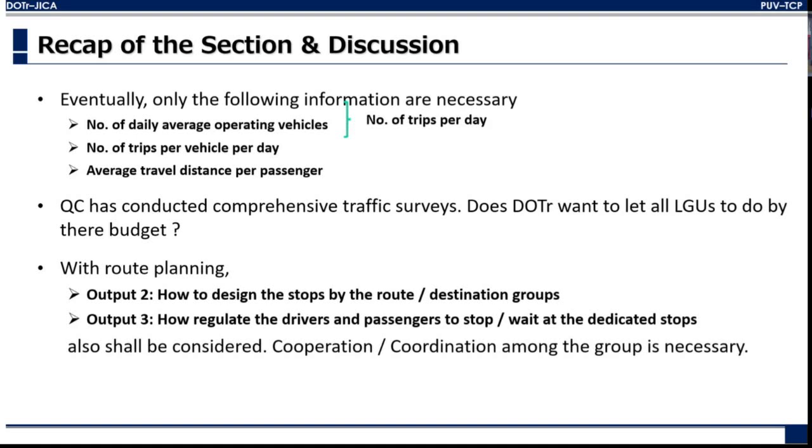Which I mentioned in previous sessions: output 2, how to design the stops by route and destination group, and output 3, how to regulate the drivers and passengers to stop and wait at the dedicated stops, shall also be considered to implement public transport operation according to the route planning. So cooperation and coordination among the groups is more necessary, I suppose. Okay, thank you so much.